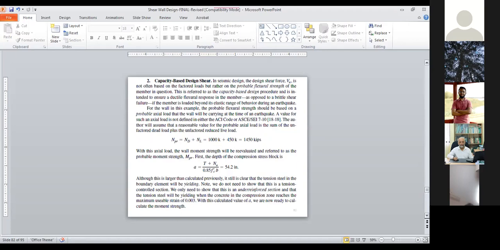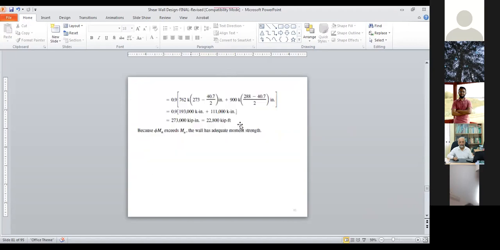Sometimes we do the capacity based design shear. That is, for example, my section can take this amount of moment, but if before that my section fails due to the shear, then I cannot ensure the development of this moment in the section.